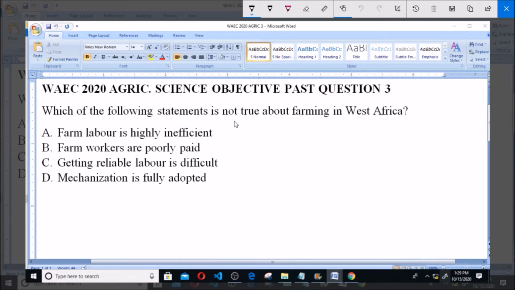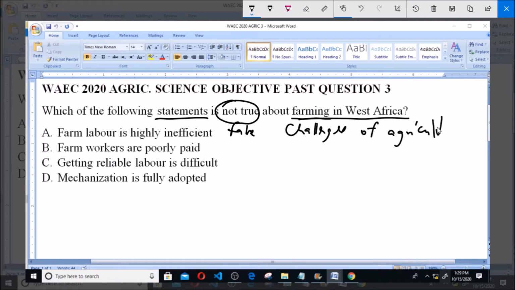So, if you had to rephrase this question, we are asked to pick out which statement among the options is untrue or false about farming in West Africa. That means among the 4 options given to us, 3 of them are true. So which among them is not true or false among the statements given to us? Now, it has to do with farming in West Africa or challenges of agricultural production in West Africa.